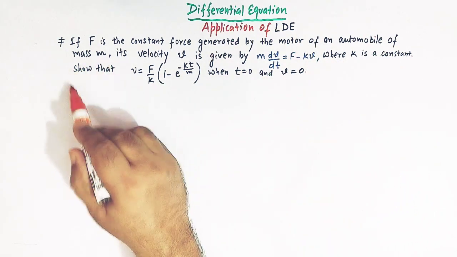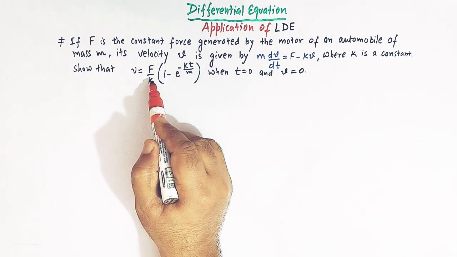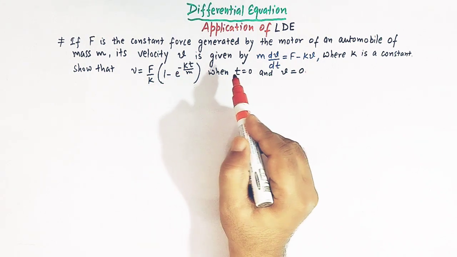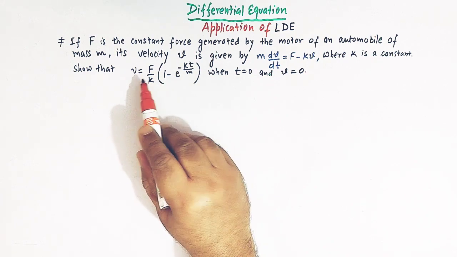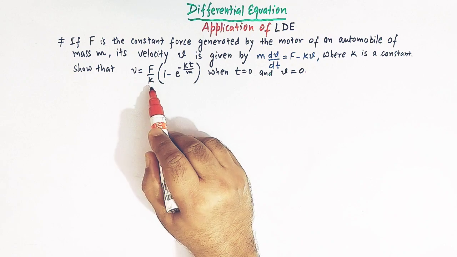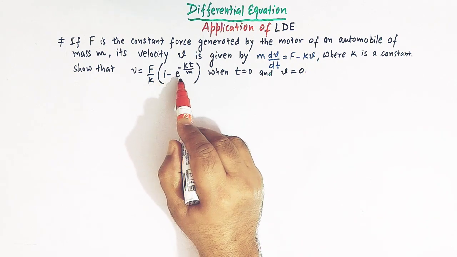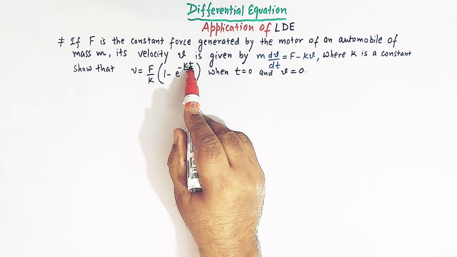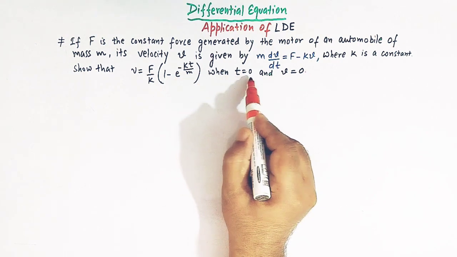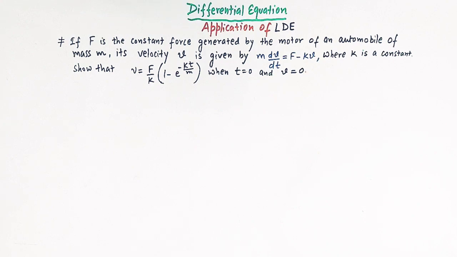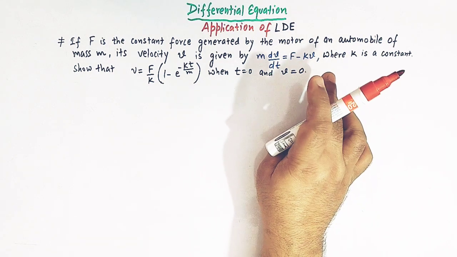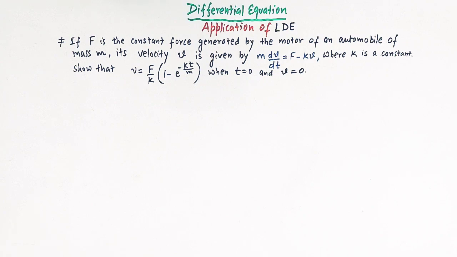We have to show that the velocity of the automobile after time t is given by v is equal to F over k times 1 minus e raised to minus kt over m, when t is equal to 0 and v is equal to 0. We'll solve this problem by the method of linear differential equations.